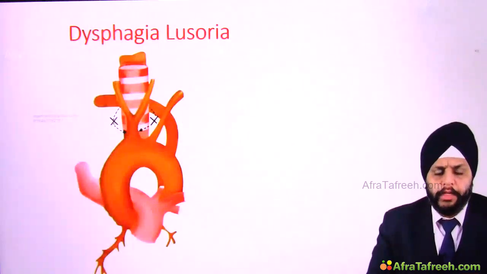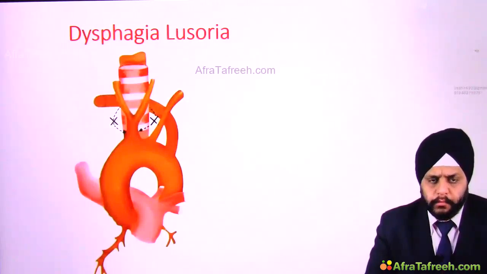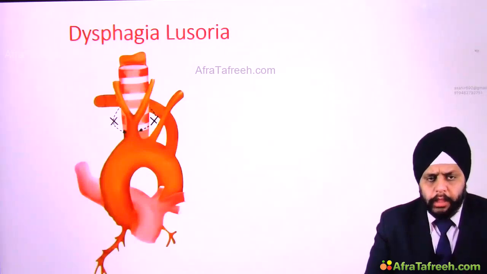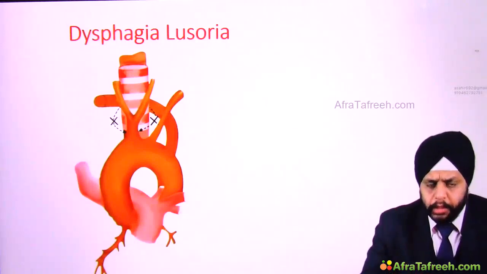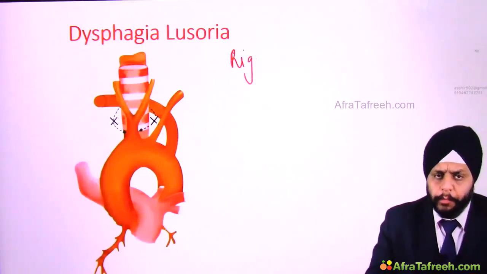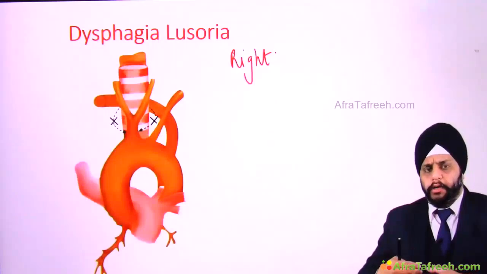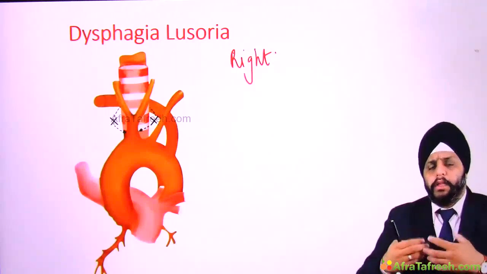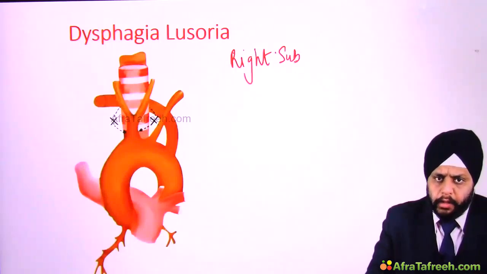Okay, now dysphagia lusoria. So let's talk about dysphagia lusoria. Now dysphagia lusoria is a congenital condition. Now what happens during development of the aortic arches? Normally, on the right side, the proximal part of the fourth arch remains and the distal part disappears. Let's say instead the proximal part disappears. Okay, now what happens? The right subclavian artery.